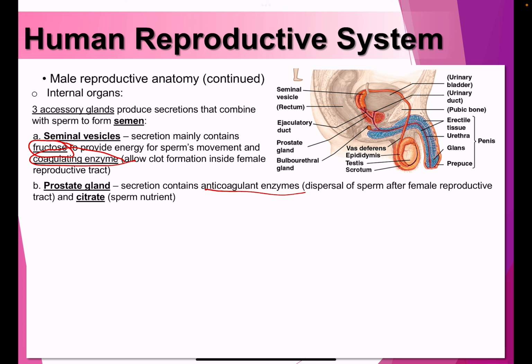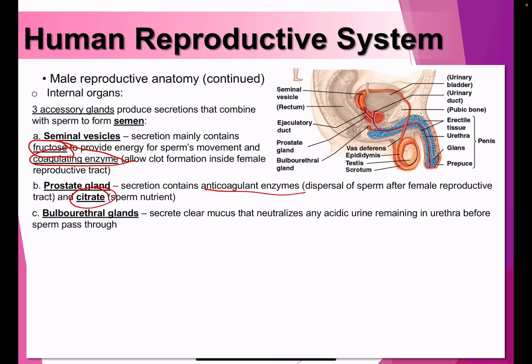On top of that, prostate gland secretion also includes something called citrates, which is actually a sperm nutrient that will keep the sperm, again, alive and healthy and energized for their upcoming journey.